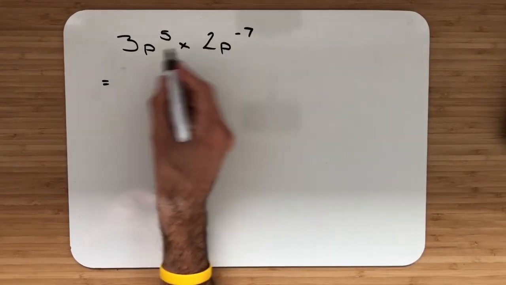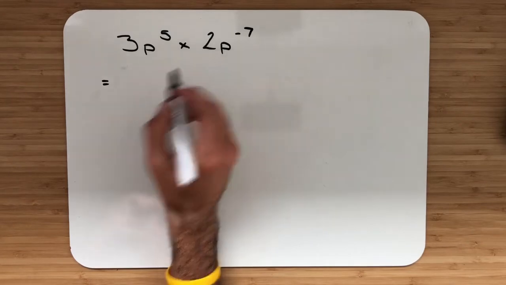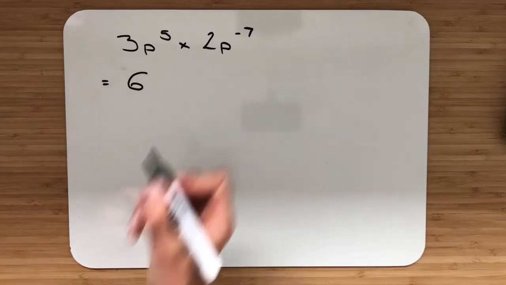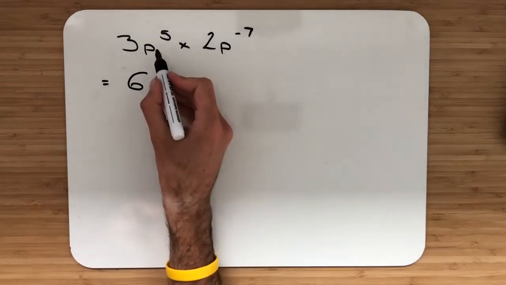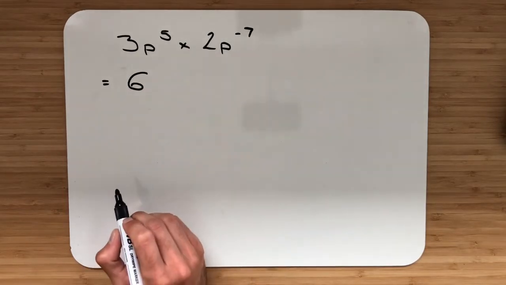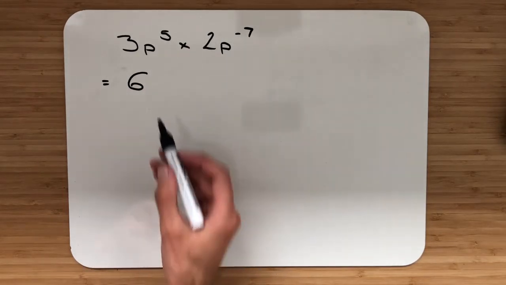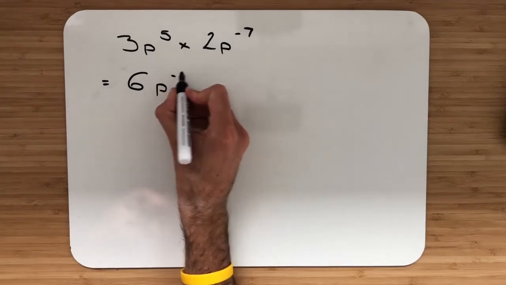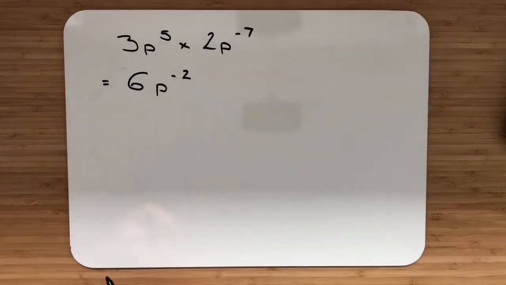We have the same base, i.e. the letter p, so let's just deal with our coefficients. 3 multiplied by 2 is 6. I then have p to the power of 5 multiplied by p to the negative 7. When you multiply, you add. 5 add negative 7 will give me negative 2.